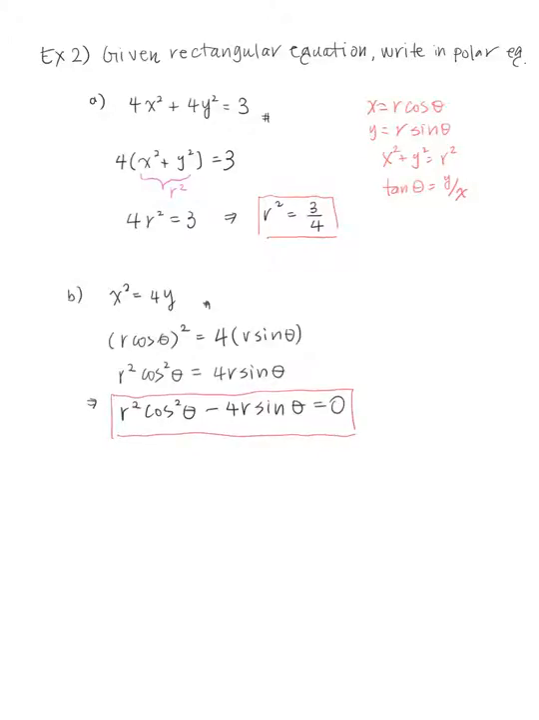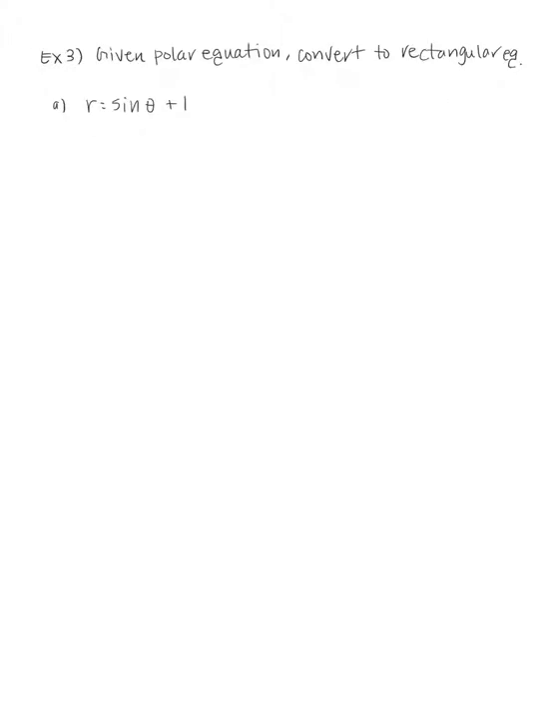How are you guys doing up to here? Hopefully doing okay, because we are about to go the other way around. Given a polar equation, we want to convert it back into rectangular. Okay, example 3, given a polar equation, convert to a rectangular equation. So let's take a look at part A, r equals sine theta plus 1.